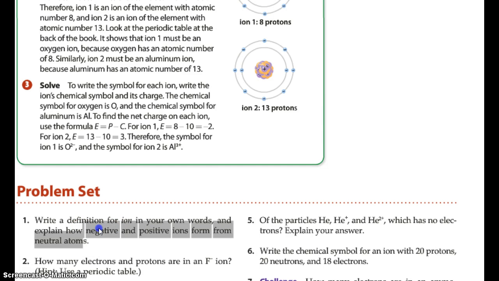And how do you get a negative ion? Well, to get a negative ion, you need more electrons than you have protons. So did I gain or lose electrons? I gained them.